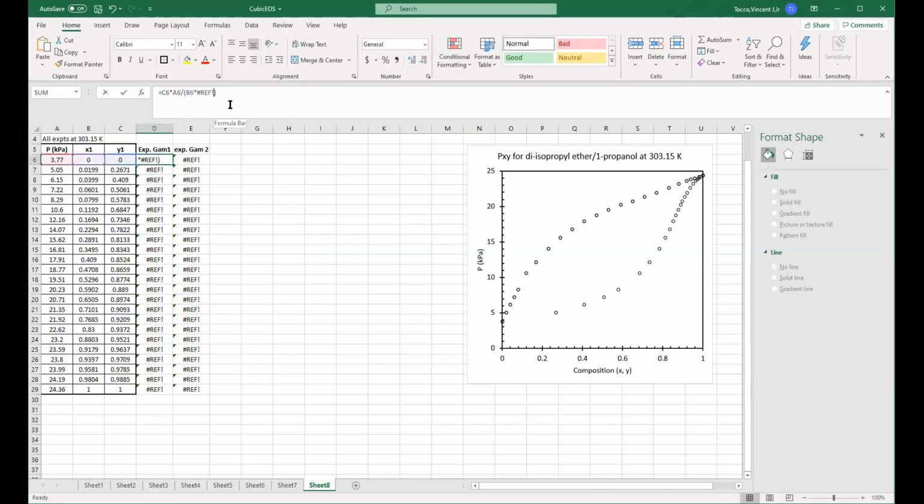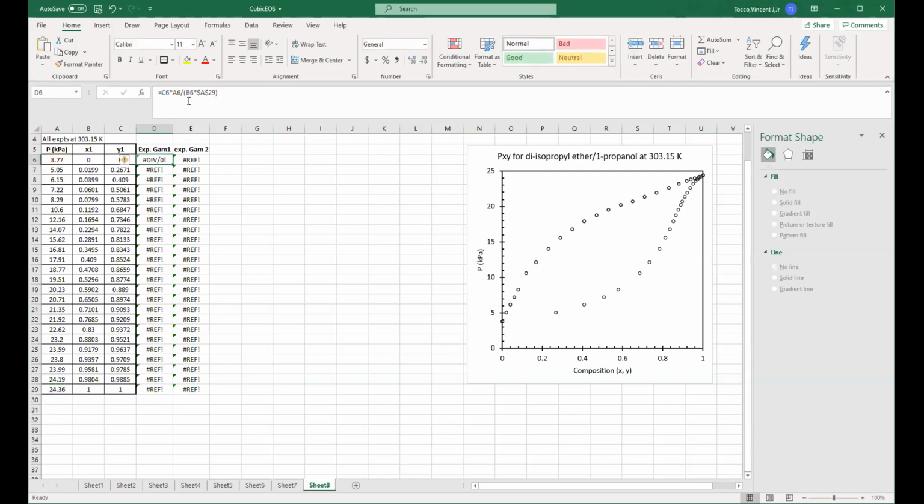Instead of this vapor pressure, what I'm going to do is I know that the vapor pressure of component 1 is 24.36 kilopascals, as the experiment told me. Remember, experimental data is always more accurate than a model. And Antoine's equation is indeed a model. So I'm going to $ sign that to keep it constant.